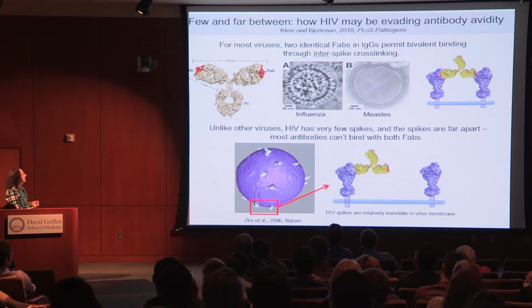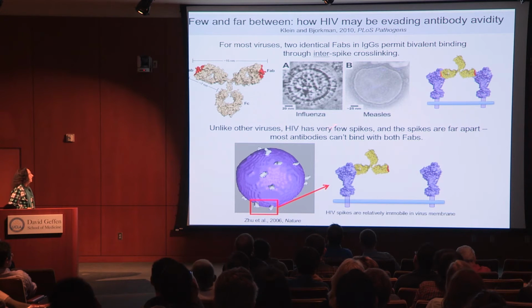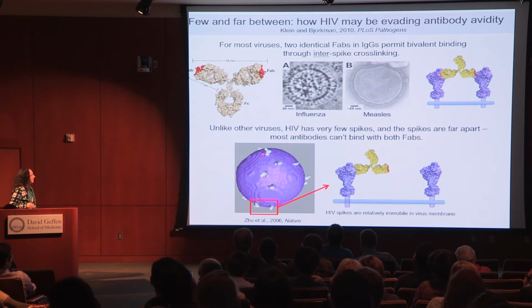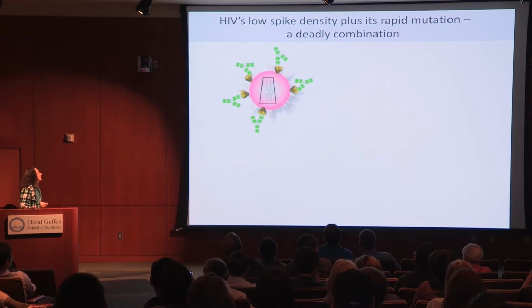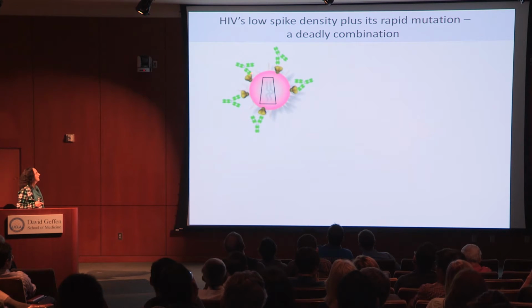Okay, so in the case of HIV, it has hardly any spikes, and those spikes are pretty far apart. And as far as we know, they're not able to laterally diffuse on the membrane, at least not on the timescale of antibody binding. Okay, so you've got these things, they're fairly far apart, so most of the time, just one Fab is going to bind. So what does that mean? Well, we think what it means is that when you have antibodies against HIV that are against this spike, which is the only target of neutralizing antibodies on HIV, they're going to be binding, for the most part, monovalently. And so it would look something like this.